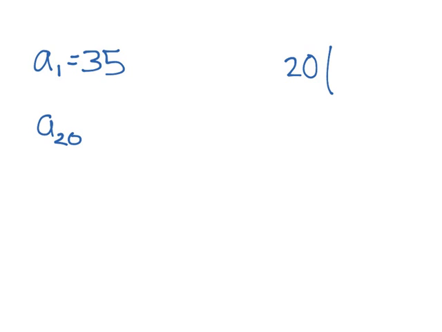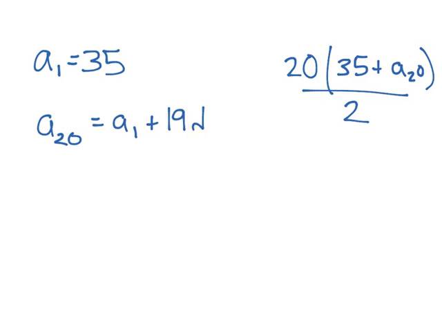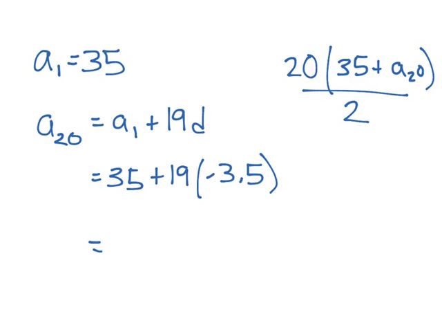This is what we have so far. 20 times 35 plus A20 over 2. So A20 is equal to A1 plus 19D. We've got A1, that's 35, and we've got D, remember that was negative 3.5. So multiplying this out, we get A20 is equal to negative 31.5.